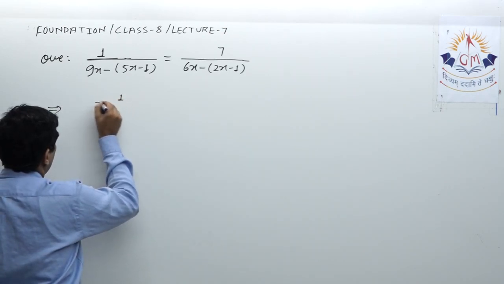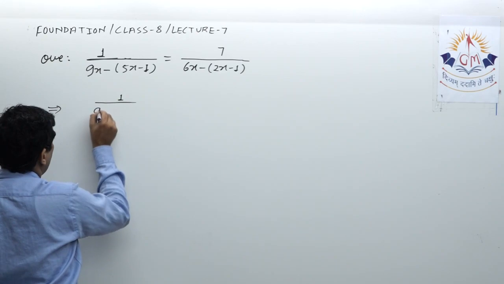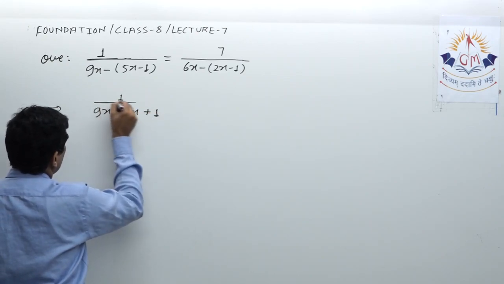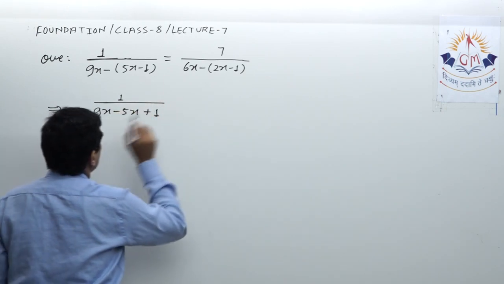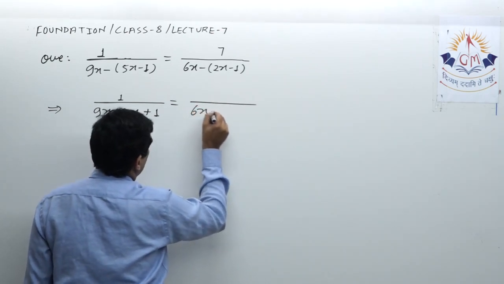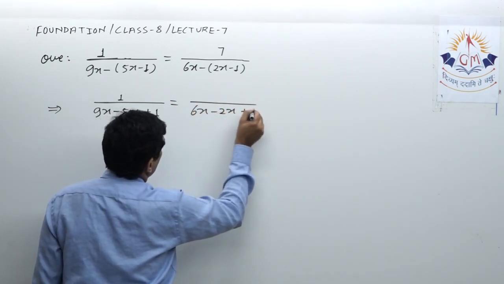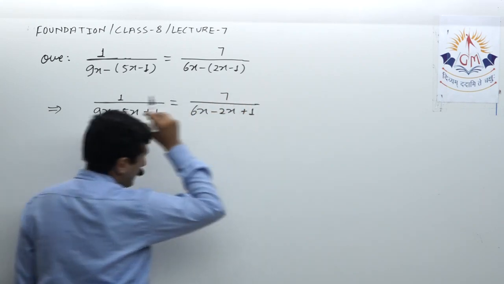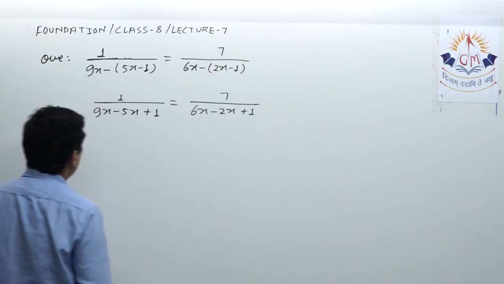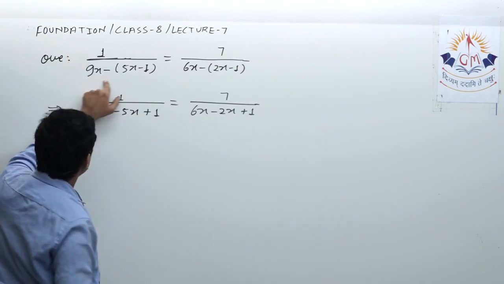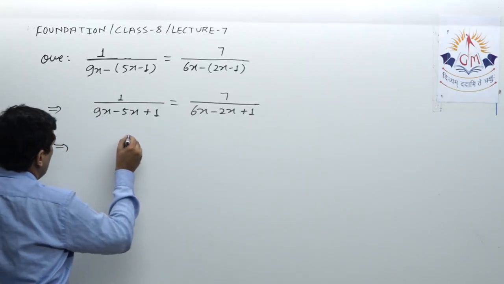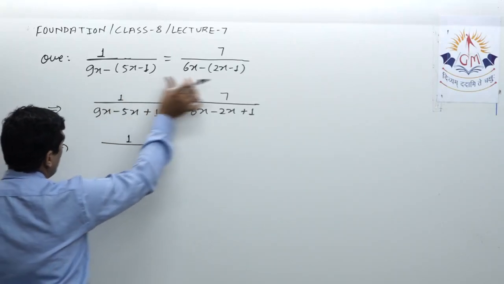First of all, we'll simplify the denominators of these two. So 9x minus (5x minus 1), if I open the bracket, I will get 9x minus 5x plus 1, is equal to 7 upon 6x minus 2x plus 1. Okay, so it is not that much difficult. First we simplify their denominators. Now we first open the bracket.